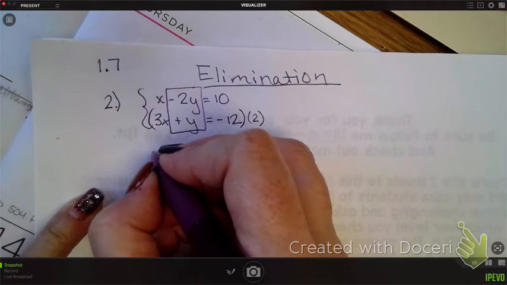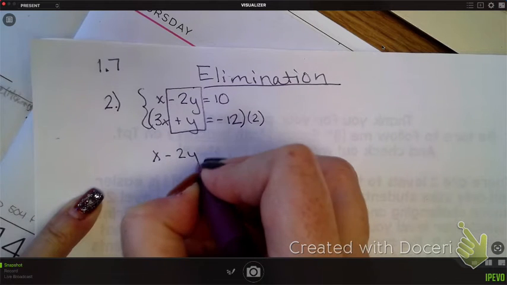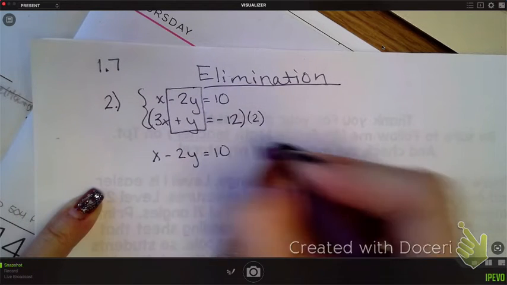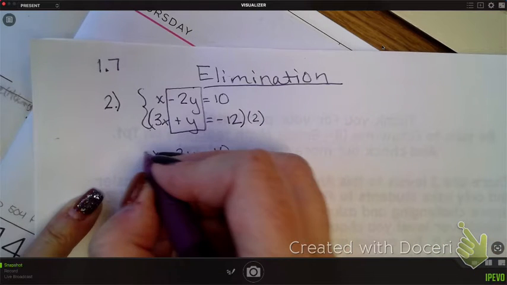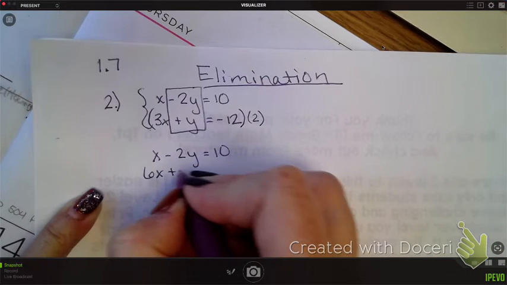So I then have x minus 2y equals 10. And when I multiply the whole equation by 2, I get what? 6x plus 2y equals negative 24.